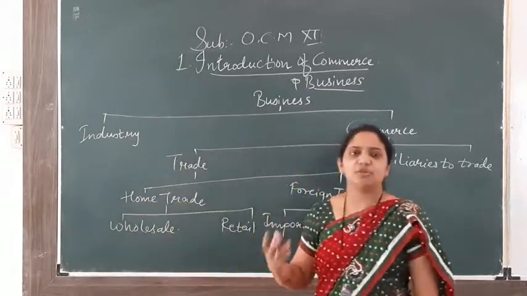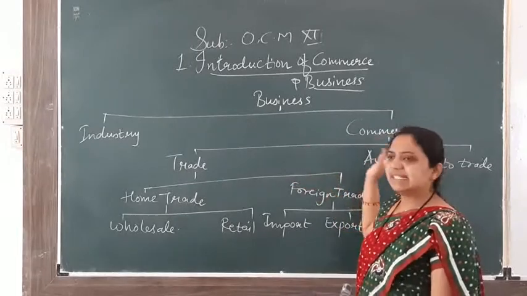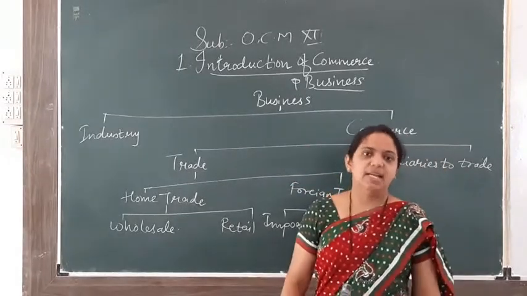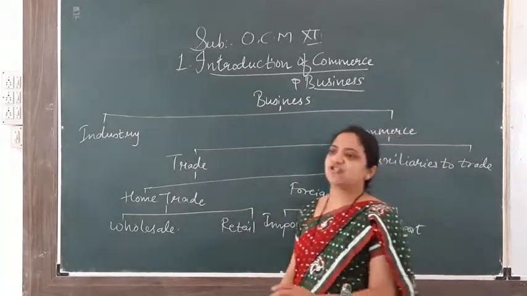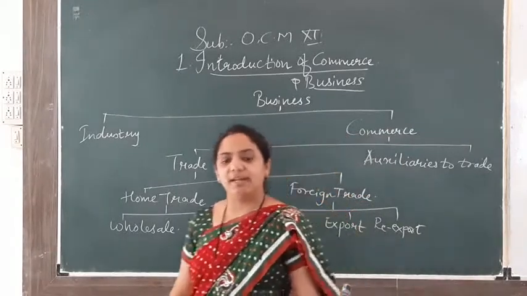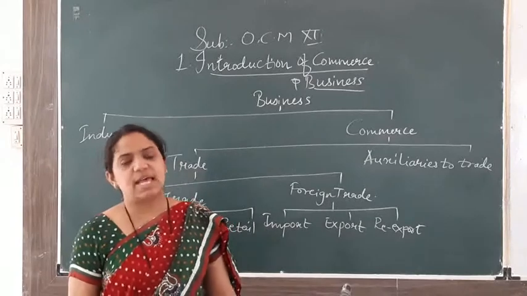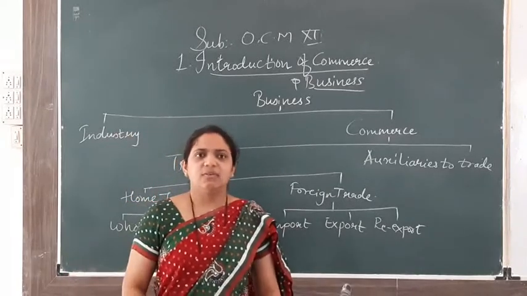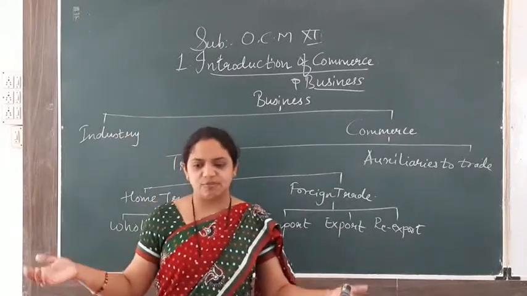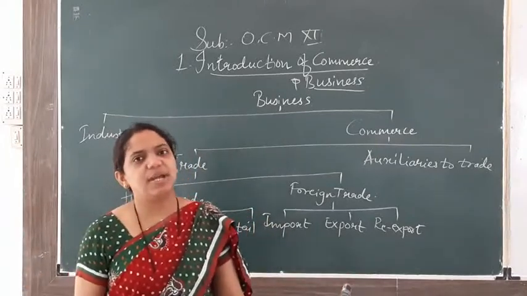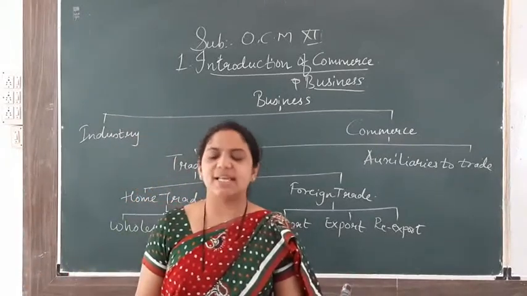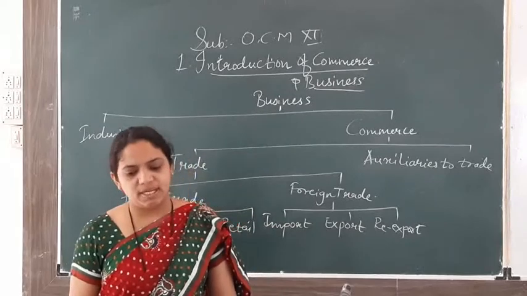Commerce is divided into two parts. The first is trade and the second is auxiliaries to trade. Let's see the first part. What do you mean by trade? Trade means buying and selling of goods and services. When you buy and sell various types of goods and services, that is a trade. Trade is exchange of goods and services with money or money's worth.